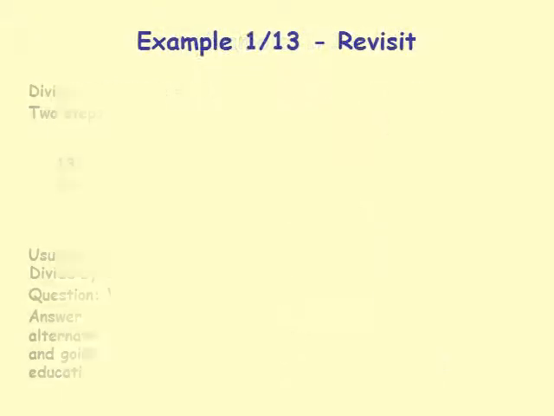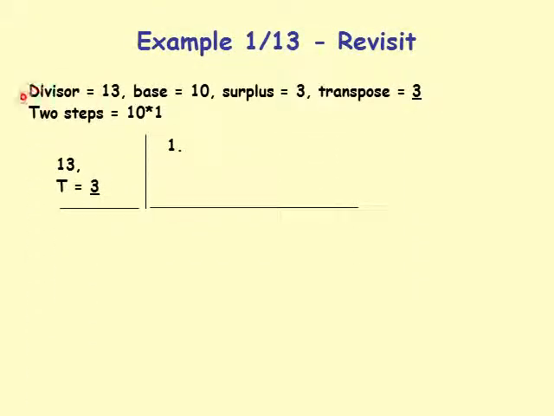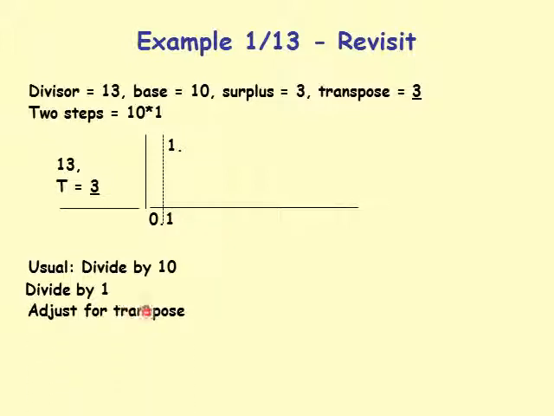Okay, let's see what to do to resolve them. Same thing: divisor is 13, base is 10, surplus is 3, transpose is negative 3. Two steps: first divide by 10, then by 1. Set up 1 as the dividend, 13 as the divisor, and negative 3 as the transpose. As usual, we first divide by 10, then divide by 1. That means this 1 becomes 0.1 here. So we got a 1 here. 1 divided by 1 is 1, remainder 0. Just for the transpose, that's negative 3.